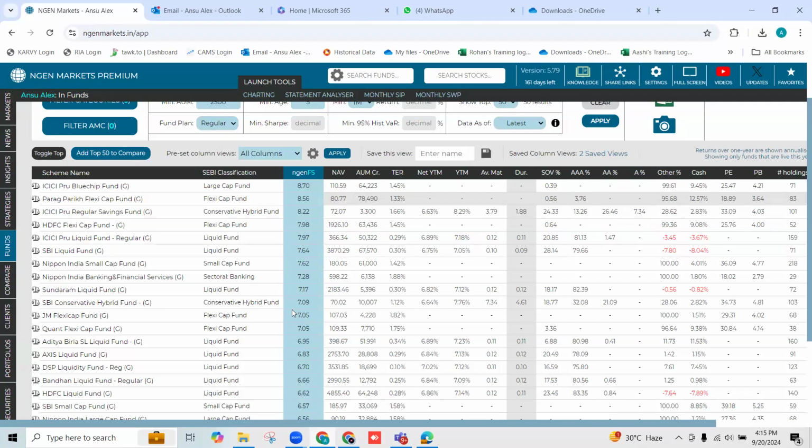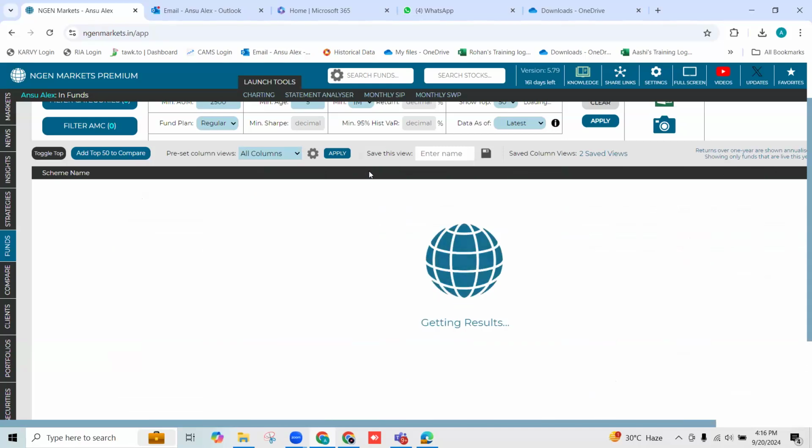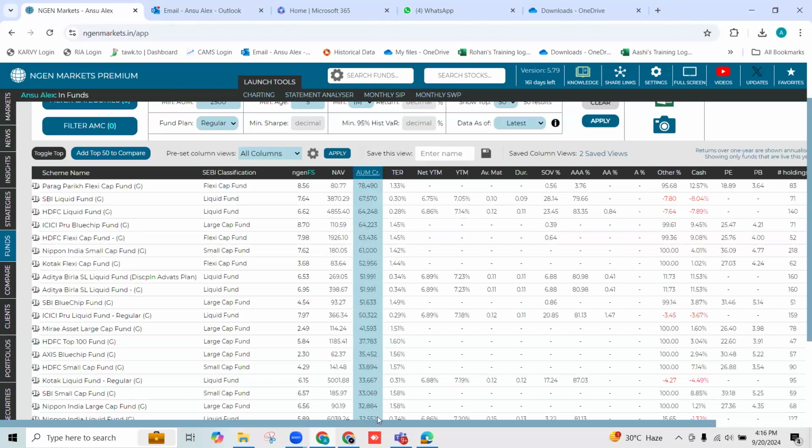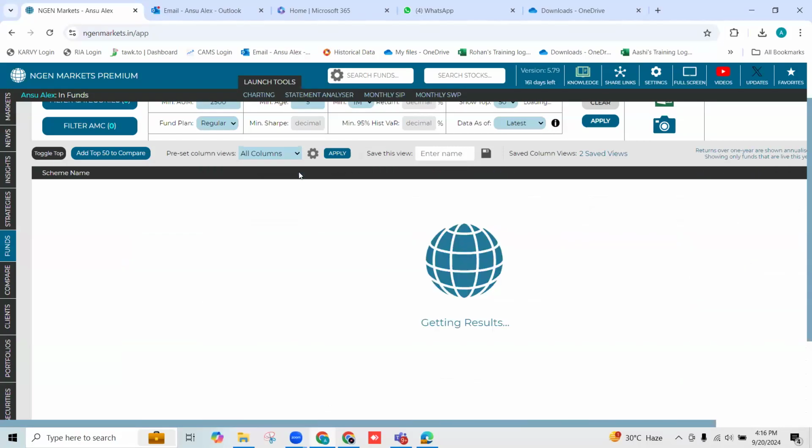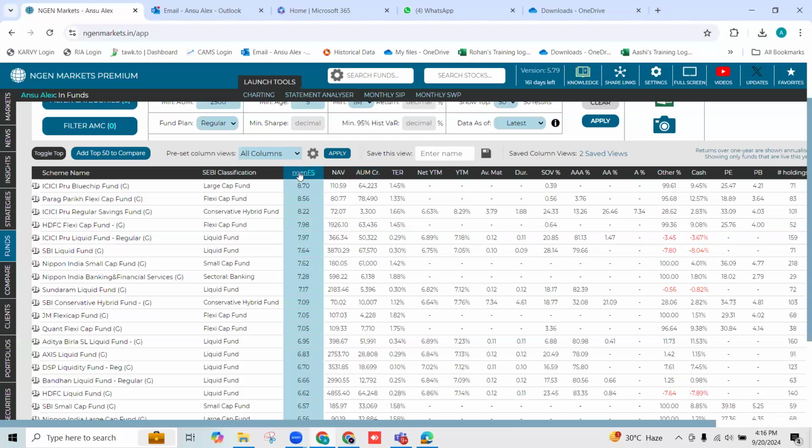And how could you determine that is because it has been highlighted in blue. This column has been highlighted in blue, giving a notification that the data that you're seeing has currently been arranged on the basis of its NGEN Fund Score. Now, let's say I just want to arrange this on the basis of AUM. You would see that this column now gets colored as blue. So that is an identifier which lets you see on what basis the columns has been arranged right here in the fund section.